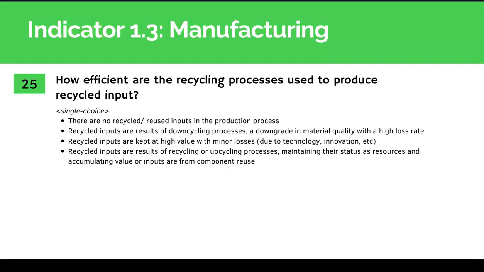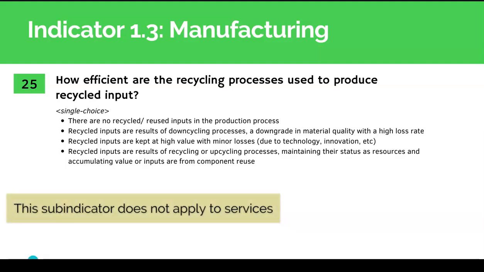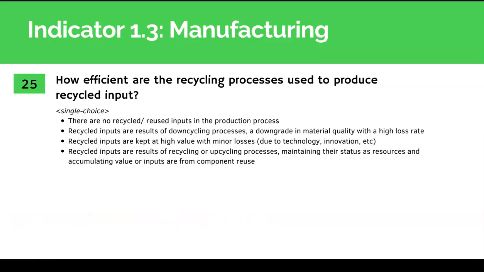Now we are getting to the third sub-indicator of the first big indicator, and that is manufacturing. Again, these questions are not applicable for those who are representing services. Now, in the previous sub-indicator, we asked about the recycled input within the product or within the packaging. And this question 25 is asking for the efficiency of the recycling processes that were used to produce this input, and whether this input is a result of downcycling processes, or whether this input is a result of upcycling processes, or whether recycled inputs are kept at a high value without minor losses.